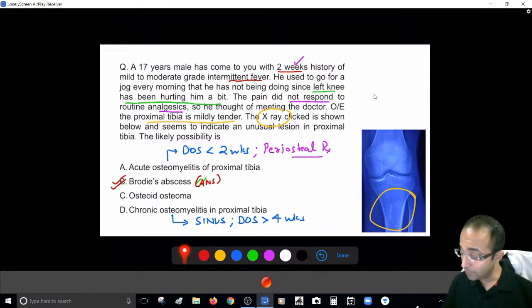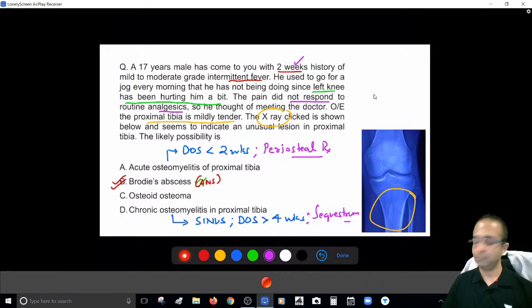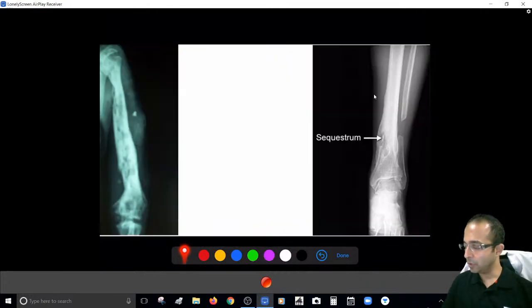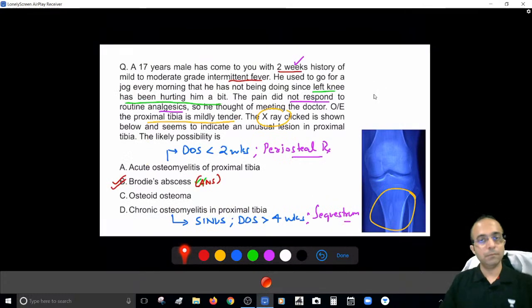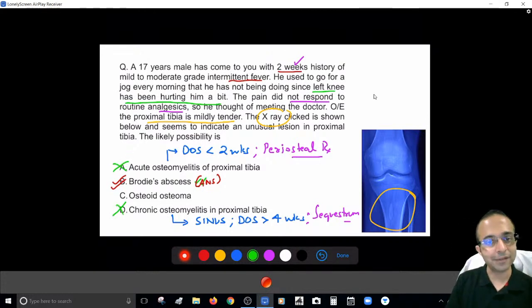And had it been a case of chronic osteomyelitis, I don't think I need to tell you what you would have seen on the X-ray. The hallmark, sequestrum. So you would see a cavity, and inside the cavity this chip of bone, that's called sequestrum. So that sequestrum is not even visible. So with this I can fairly close out the possibility of acute or chronic osteomyelitis.